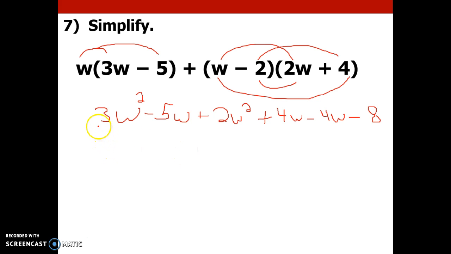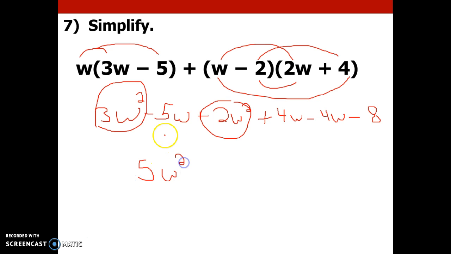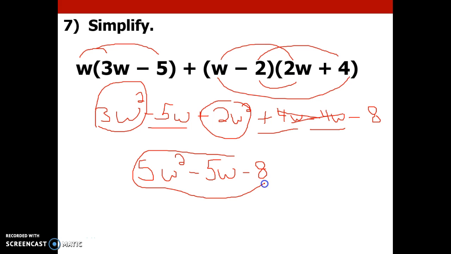Right here off the bat, I see a w squared and a w squared. So positive 3w squared and positive 2w squared will be 5w squared. I see negative 5w, positive 4w, and negative 4w. Well, look at that. These two will cancel out and make 0. So all I'm going to be left over with is negative 5w. And then over here, this minus 8, it's all alone, has no friends. It stays the same. And there's going to be your solution.